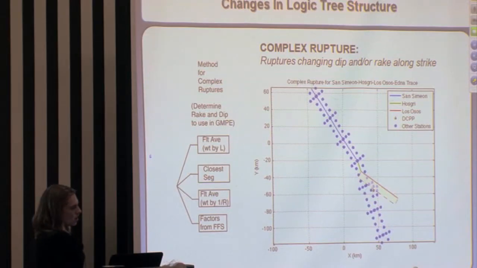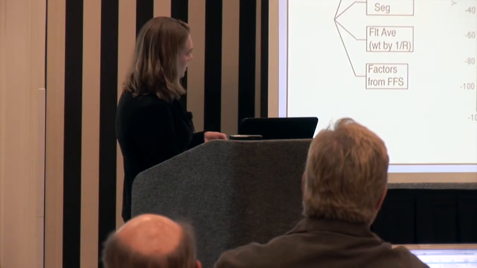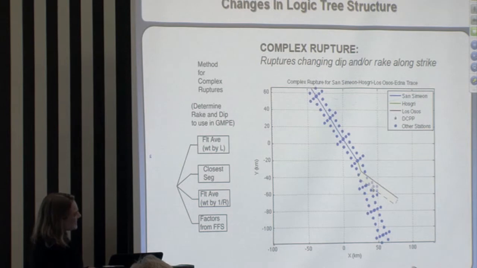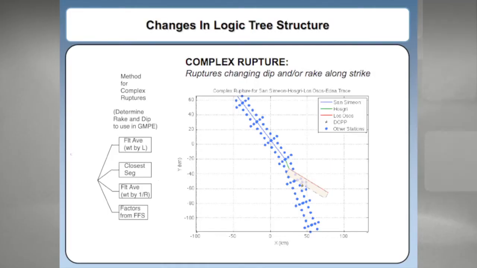Okay, so then this branch deals with how we're going to use the GMPEs to compute ground motions for the complex rupture case. So here on the left, I have a figure that looks very similar to the figure Jennifer just showed. And it's an example of a complex rupture involving the San-Simeon fault in blue, the Hausgry fault in green, and the Los Osos fault in red.